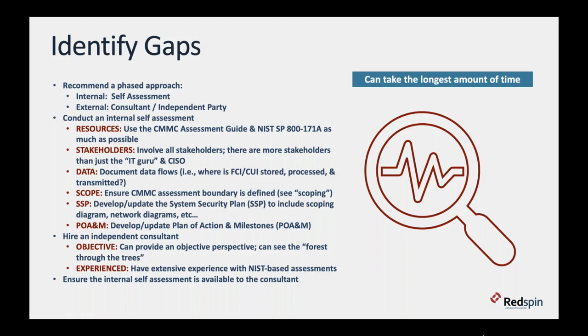Know where your data flows. This goes back to make sure you know you have your environment scoped. Once again, there it is. Know your assessment boundary based on the scoping. Develop, update your SSP to include the scoping diagram and networking diagrams. You can see how all this builds upon each other, and build that POAM.